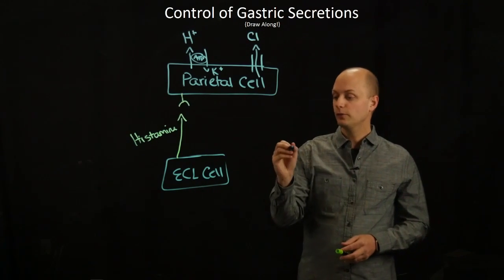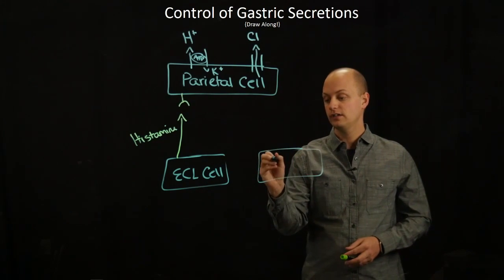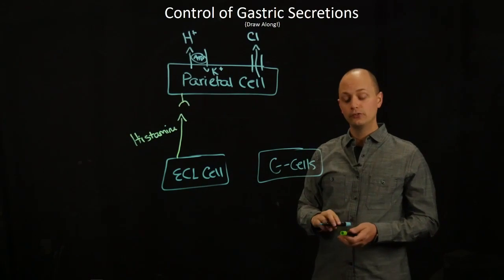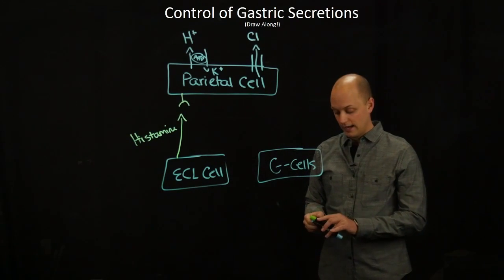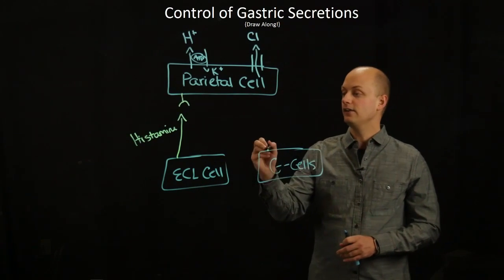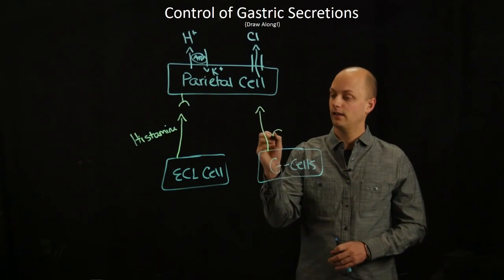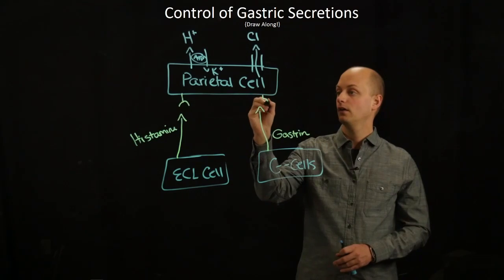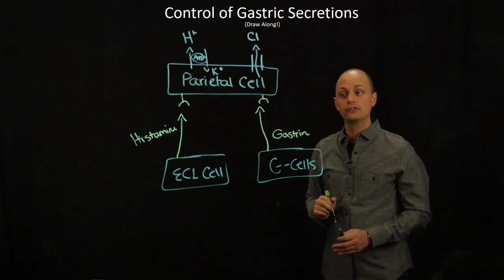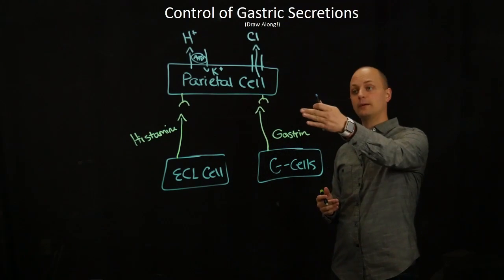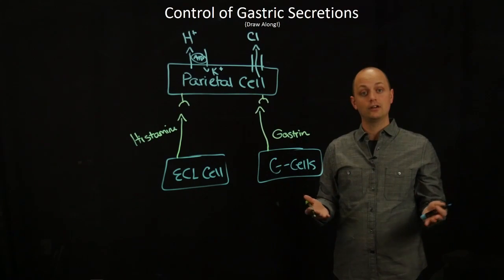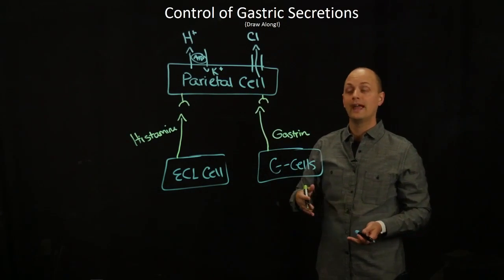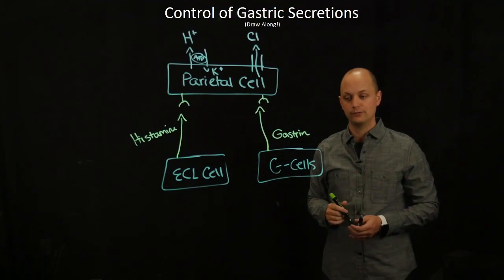Parietal cells can also be regulated by G cells. Remember that G cells release the hormone gastrin, and like histamine, gastrin also has a receptor located on the basolateral membrane of the parietal cell. So when gastrin binds to its receptor, this will lead to the activation of calcium-dependent kinases, the phosphorylation of the proton pump, and increased hydrochloric acid formation.